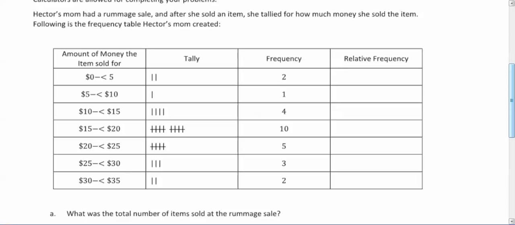So what we're going to do first, before we do this, is review the skills that you need to be able to be successful on this.